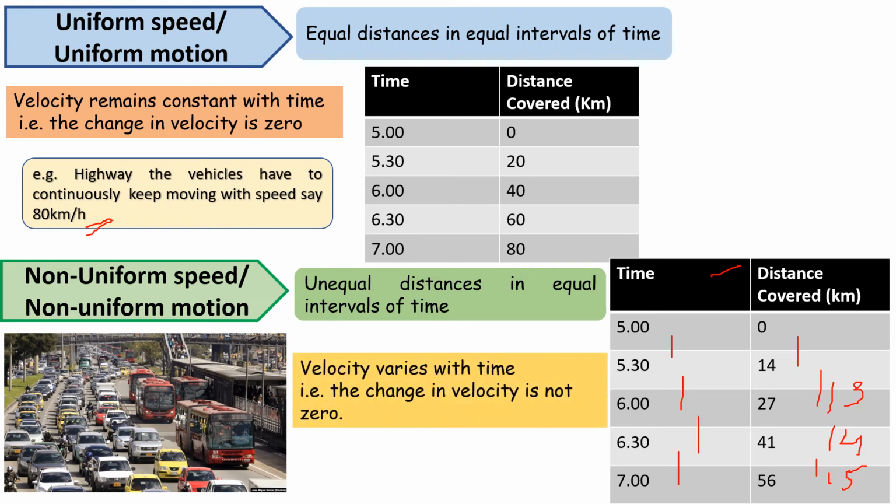Here we say velocity varies with time and the change in velocity is not zero. The change in velocity, you can see, is not zero. Whereas here the change in velocity is zero because the velocity remains constant with time. Right? So this is the difference between uniform speed and non-uniform speed. Uniform speed means the body or the object travels equal distances in equal intervals of time. Here the object travels unequal distances in equal intervals of time.